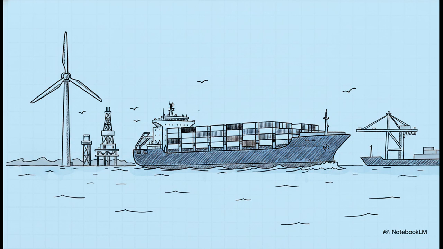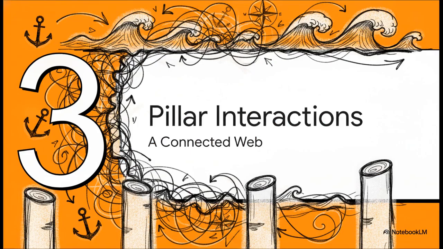Making sure cargo moves safely across the globe is pure economic development. And since this connects directly to your future modules on shipping laws and admiralty, let's lock in this final rule. Economic development is the blue economy, ensuring all commercial activities like shipping and resource extraction happen safely and lawfully. All right, part 3, how the pillars interact.